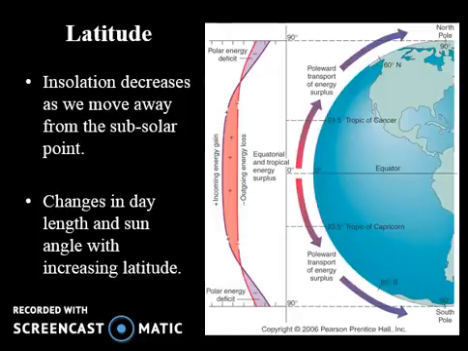So when we're looking at latitude, okay, we're looking at our incoming energy from the sun, knowing and identifying where we have the surplus of energy along between 23.5 degrees north and 23.5 degrees south. Okay, this is where we have a surplus versus our deficit. Okay, so the insolation decreases as we move away from the subsolar point. And we also see that we have a cyclical cycle with changes in day length and the sun angle with increasing latitude. Okay, so latitude is a key component.